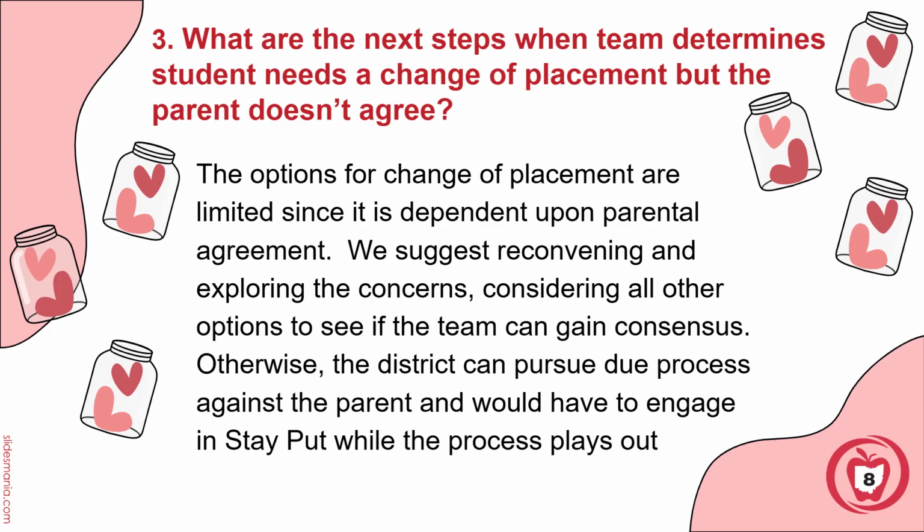Other than that, the only thing that we would suggest is to seek mediation. You might involve an advocate or a parent mentor. You may seek mediation from the department. And if none of that is successful, then the district has the option to pursue due process against the parent. But bear in mind that when you do that, you have to engage in stay put while you're going through that due process. So you would immediately engage stay put while that plays out.